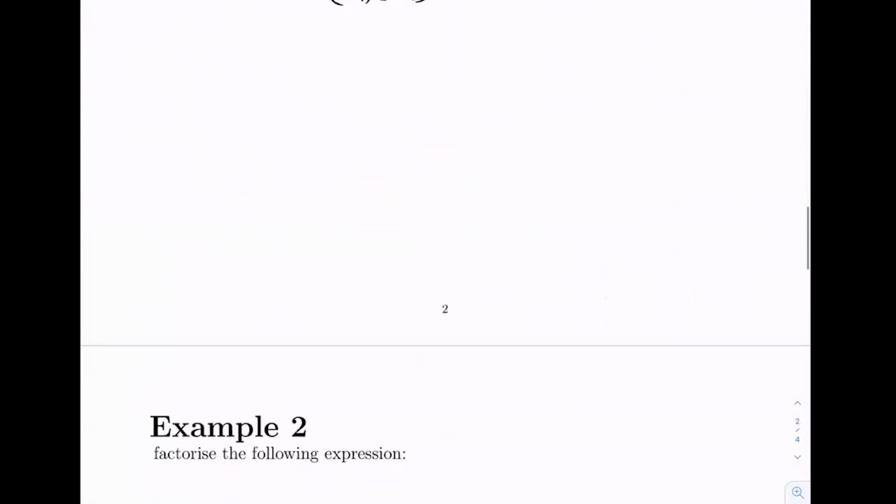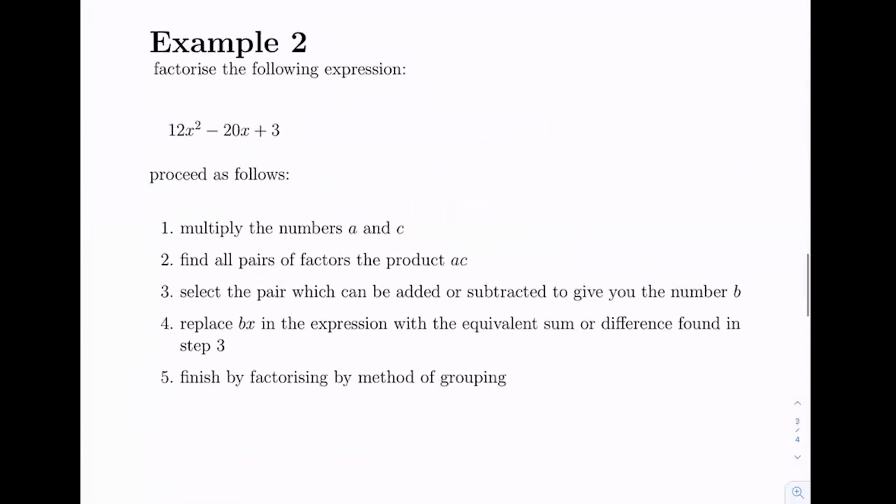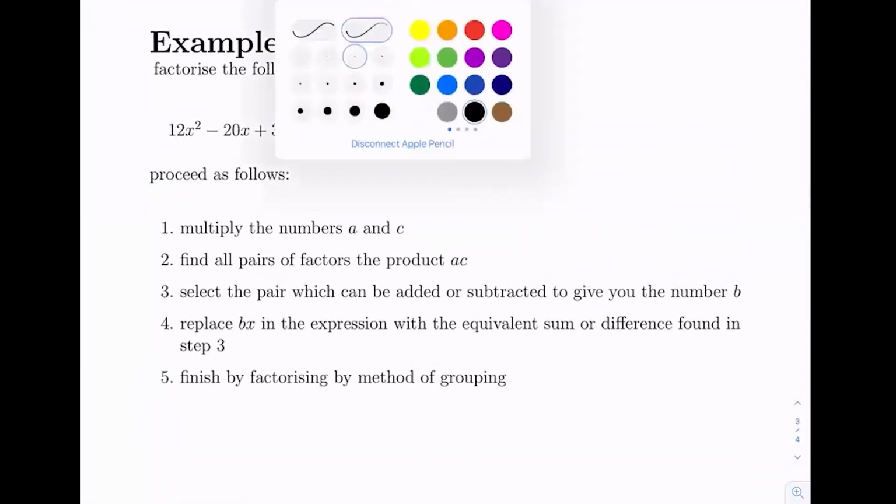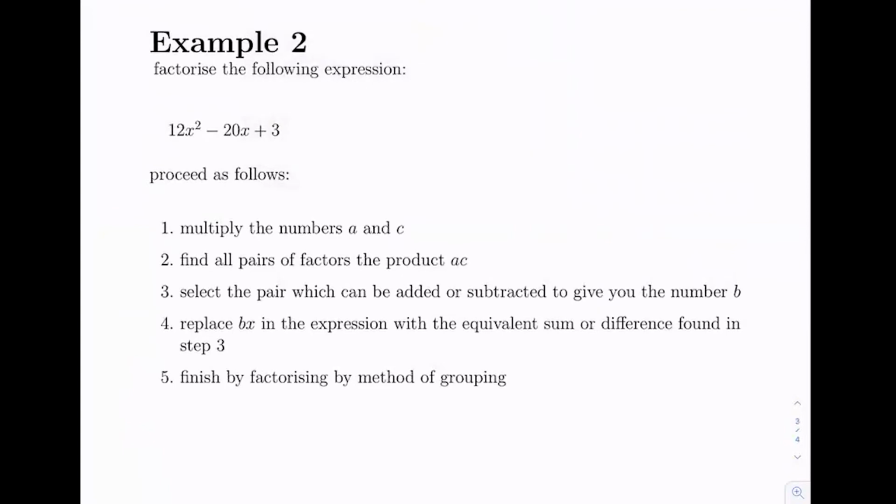So we'll move on to a second example, and this one is a bit more rigorous. The method is the same. We want to identify what our a is and what our c is. Here, a is equal to 12 and c is equal to 3. This means that ac is equal to 36, because 3 times 12 is 36. Now I have to find those factors of 36 that can give me negative 20.